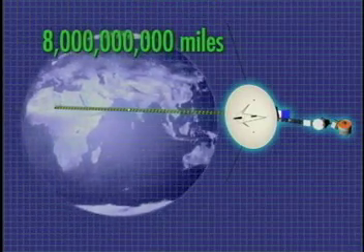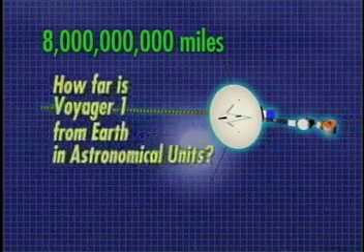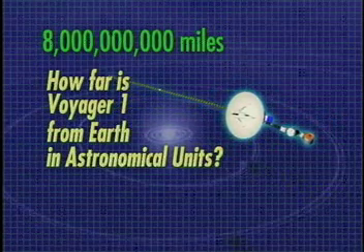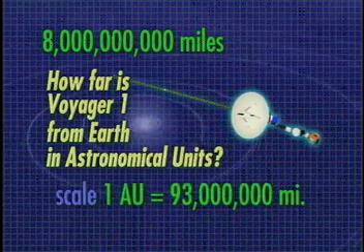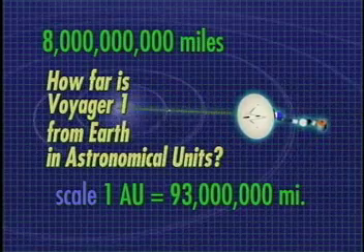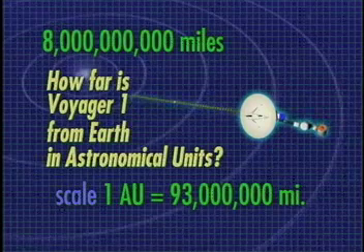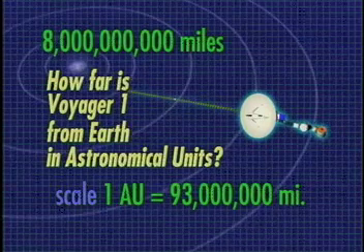Voyager 1 is over 8 billion miles away from Earth. Estimate how far, in astronomical units, Voyager 1 is from the Earth. Remember, the scale is 1 astronomical unit equals 93 million miles. Teachers, you may now pause the program so students can answer the problem.